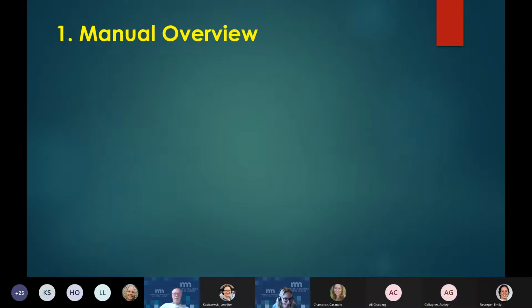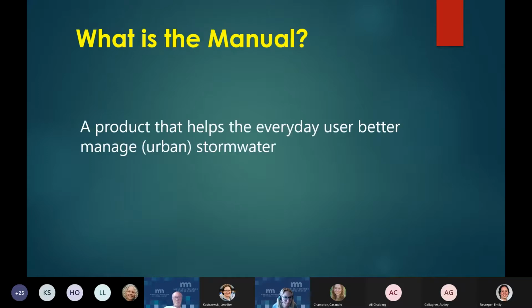So the first part here is an overview of the manual. Next slide. We have a whole page in the manual that describes what the manual is. I don't think there's really anything more than what this sentence describes. It is a product that helps the everyday user better manage primarily urban stormwater. There are a lot of applications that can be extended into agriculture or other areas, but it is primarily designed for the urban community. Next slide.